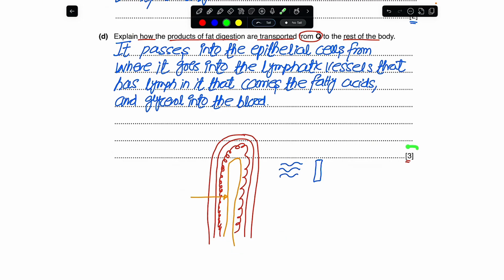So how your answer should look for the total of 3 marks: the products of the fat digestion pass through the epithelial cells and then go into the lymphatic vessel, which has the lymph in it, and that would carry the fatty acid and glycerol into the blood.